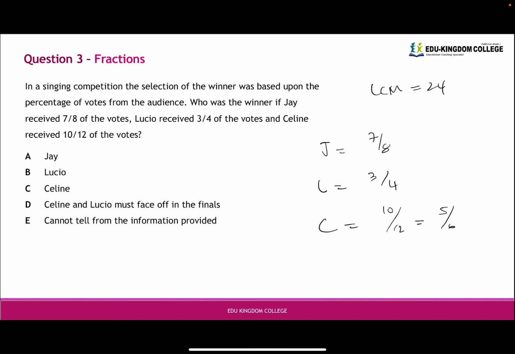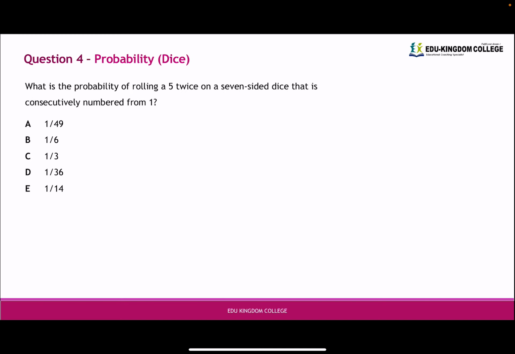So the LCM is 24, and if we want to make all the denominators 24, for Jay, just multiply top and bottom by 3, should give you 21 over 24. For Lucio, multiply by 6, should give you 18 over 24. For Celine, multiply by 4, should give you 20 over 24. So we can see here that Jay should be our winner by just edging out Celine.